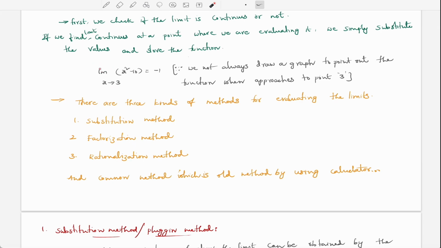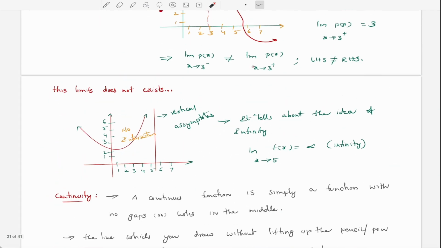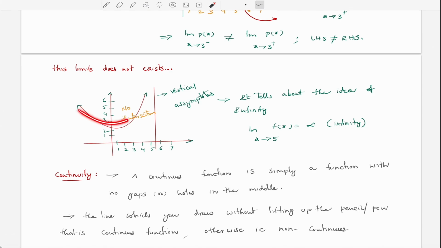For example, we have a function: when x approaches 3, x squared minus 10. We substitute the value 3 here, and we get a value of minus 1. We do not always draw a graph and plot points. We have direct methods.